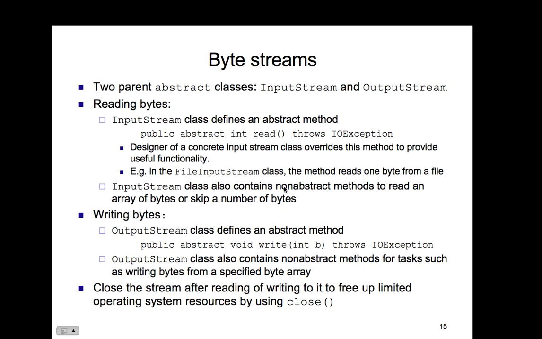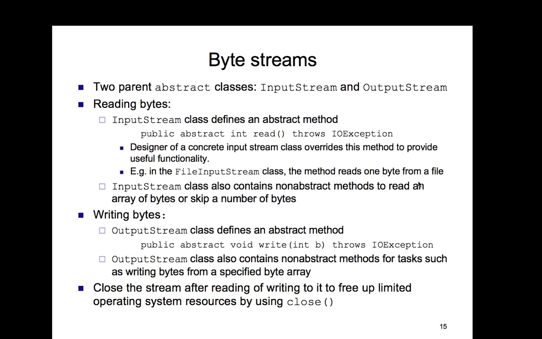An example here would be the file input stream class. The method reads 1 byte from a file. So byte versus streams. Byte is byte, byte, byte. Stream is going to be a sequence of characters. So in terms of the byte, the input stream class also contains a non-abstract method to read arrays of bytes or skip a number of bytes.